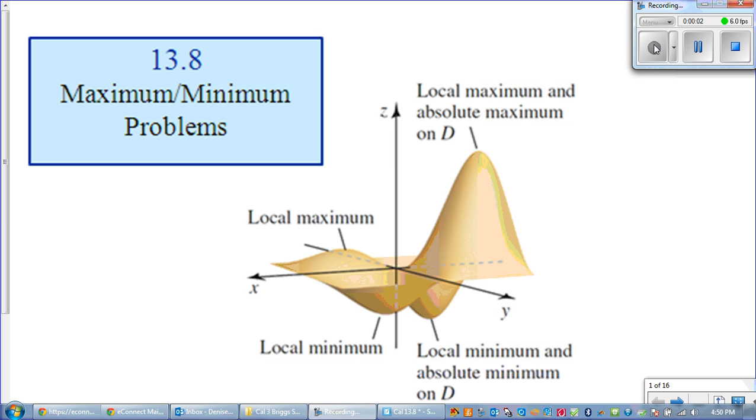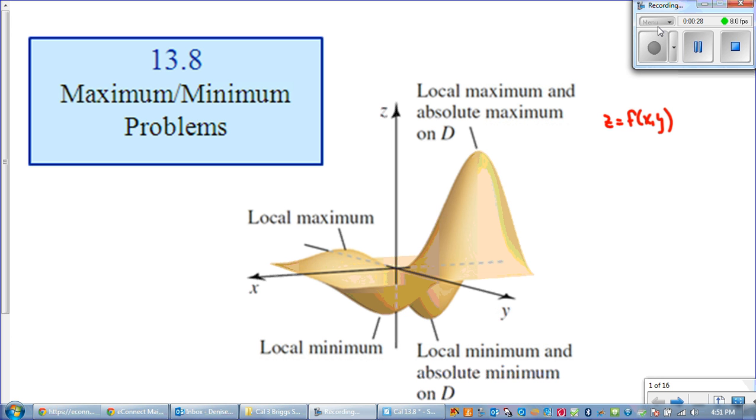The concepts of local maximum and minimum values encountered in Chapter 4 extend easily to functions of two variables of the form z equals f of x y. Now this figure shows a surface defined on a domain D in the xy plane, and the surface has peaks and it has valleys. So there's high and there's low points.